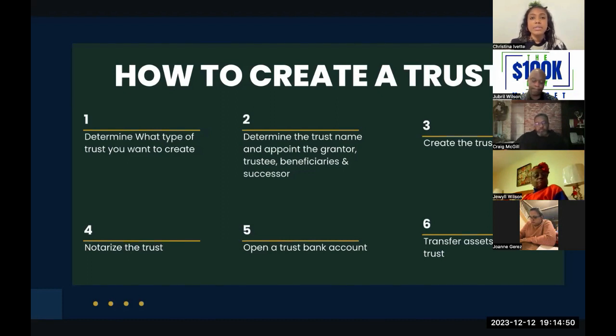And then the last position that we're going to put in place is the successor. A successor is the successor trustee. You have to understand that the trust is going to outlive you, especially if you decide to operate the trust for more than 100 years, because we are intentional about building generational wealth. That means that we want our wealth to last many, many, many generations.